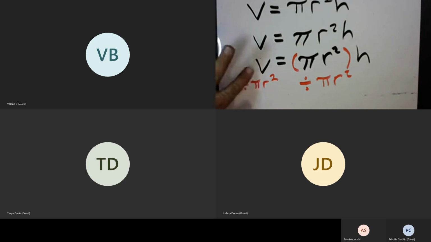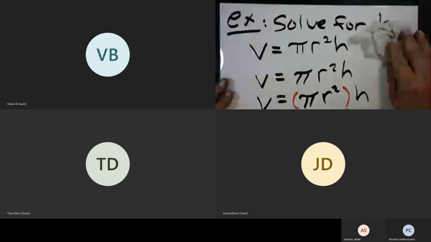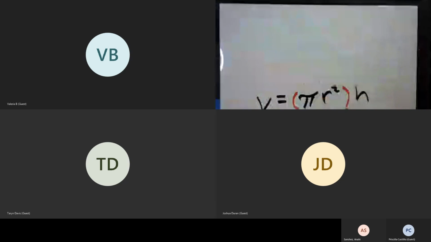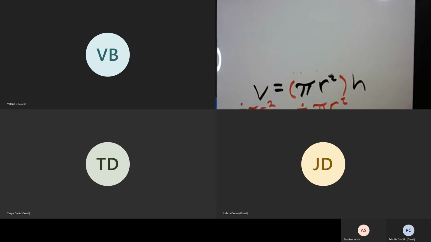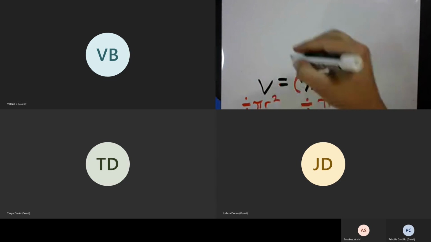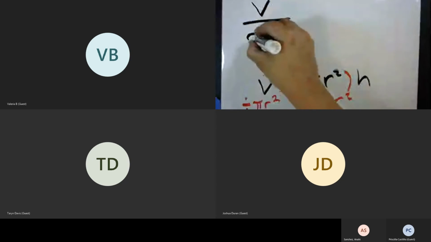Now this side only has that one v. So what this means is I'm going to divide v by pi r squared. So this will cancel because multiplication and division are opposites. And then on the other side, I just leave it like it is.